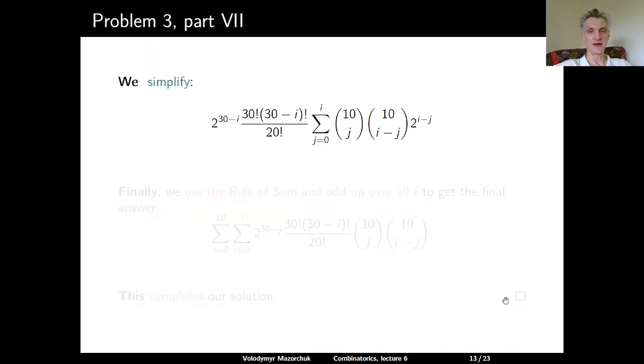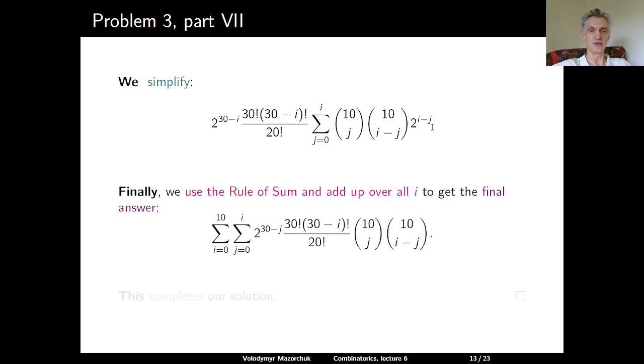So we can simplify this expression to 2 to the power 30 minus i times the fraction where the numerator is 30 factorial times (30 minus i) factorial divided by 20 factorial. And then we have our sum over all j from 0 to i, 10 choose j, 10 choose i minus j, 2 to the power i minus j.